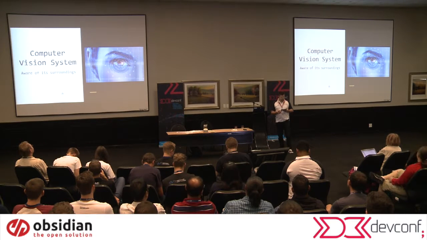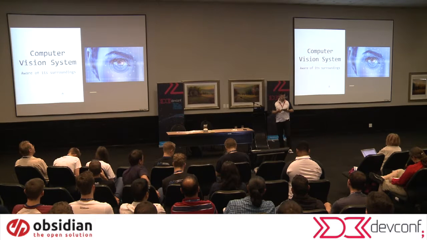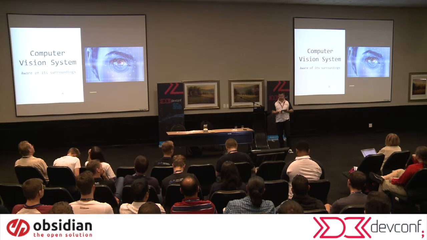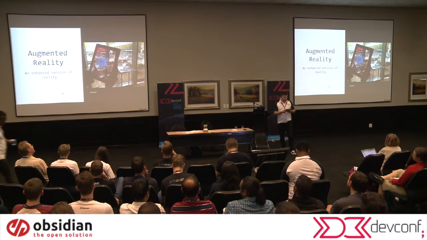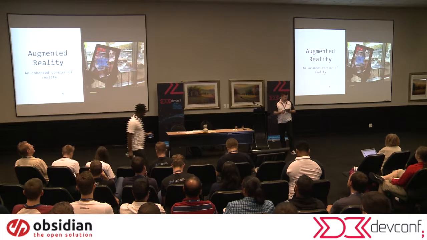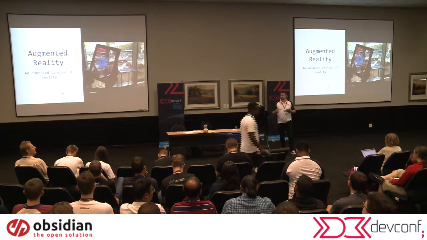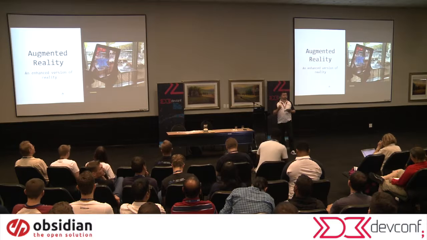The system is aware of its own surroundings by using a combination of computer vision, IoT, and a smart assistant to interact with the system. If we take the long Wikipedia definition of augmented reality and reduce it to the most basic idea, augmented reality is an advanced version of reality.